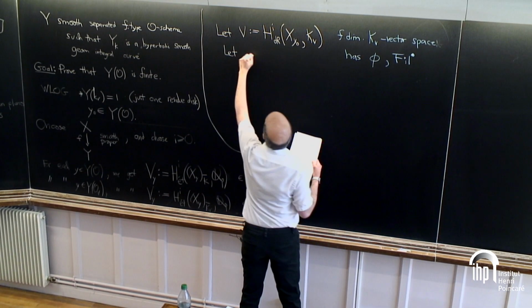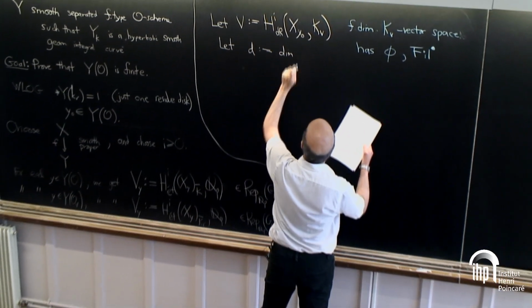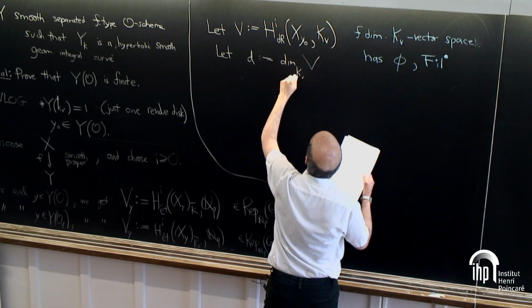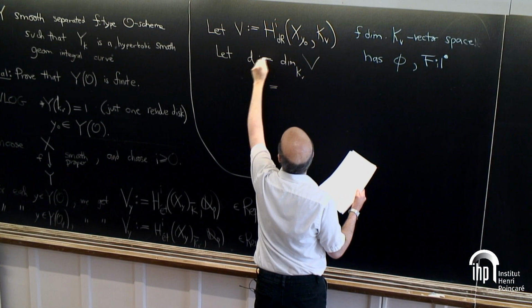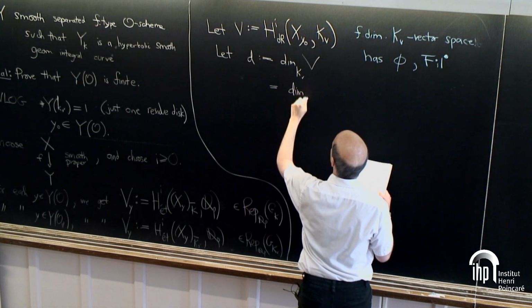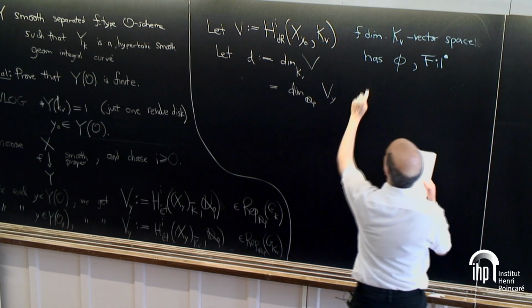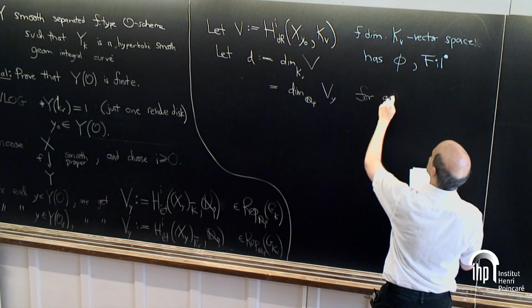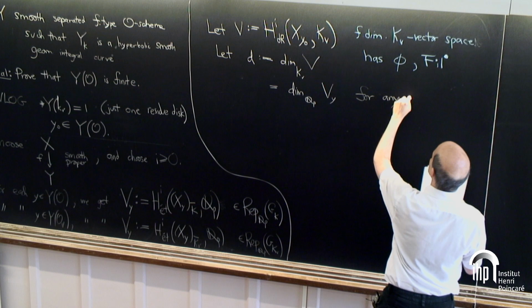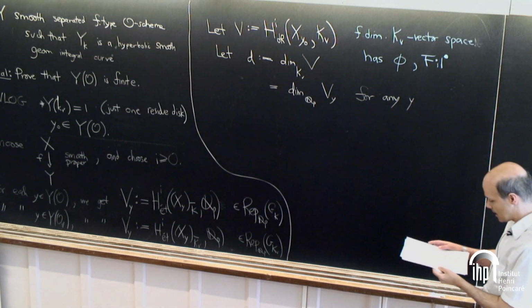And D, I'll just denote the dimension of this vector space. By various comparisons, this is the same as the dimension of any of these V sub y's for any y, except that those are étale cohomology with Q_p coefficients.